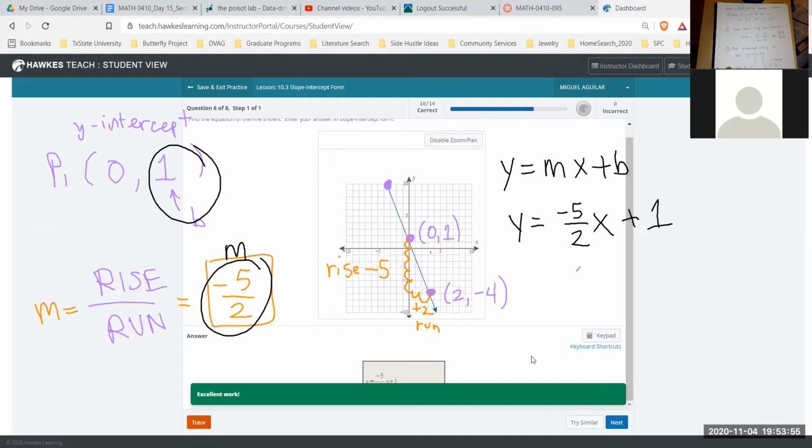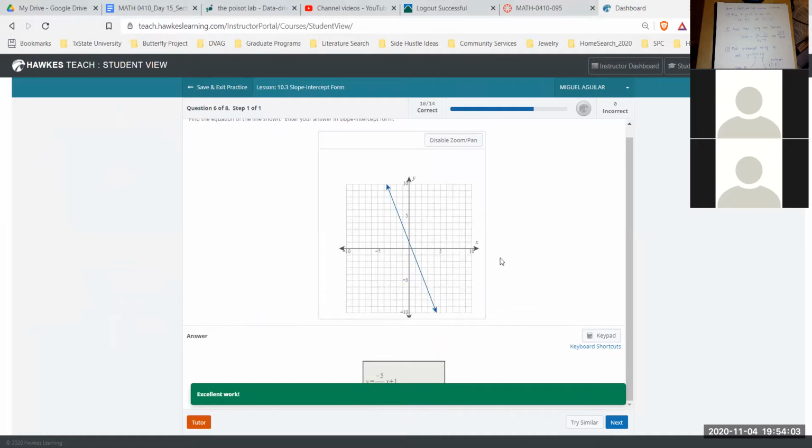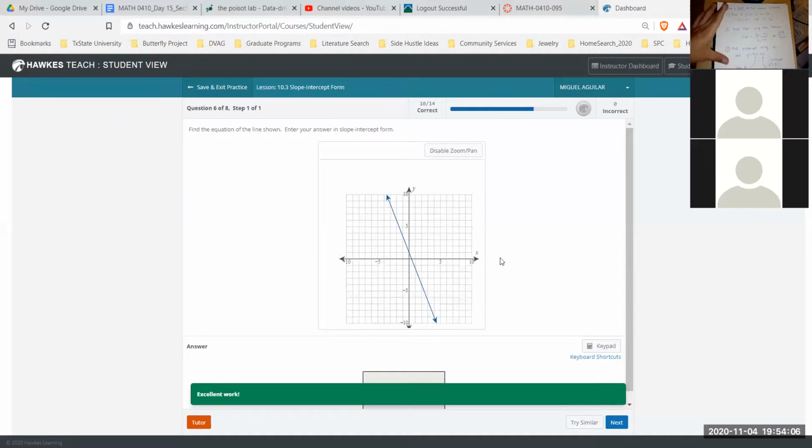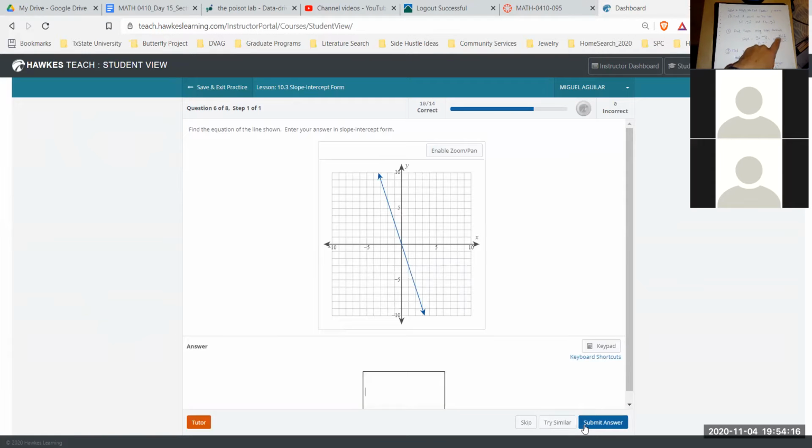Do you guys want to do another example? Yes, please. Definitely, right? Okay. So like I said, it's really just these 3 steps. Find 2 points that the line passes through. Then we're going to use rise over run to find what the slope is supposed to be. And then we're just going to plug the slope and the y-intercept into the formula.